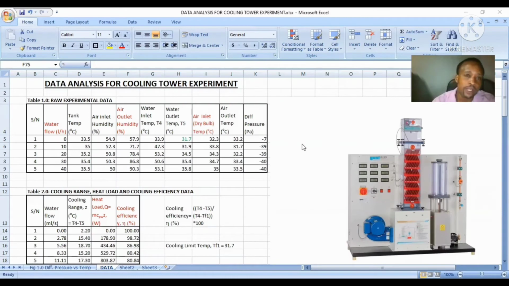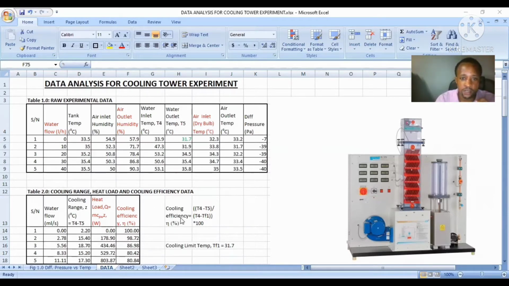Flow. Today we're going to be looking at data analysis for cooling tower experiment. The objective is to analyze the correlation between the humidity of air inlet dry bulb temperature, water flow, heat load, cooling efficiency, among other data. We have our raw data in table 1. And in table 2, we have the calculated data for cooling range, heat load, and cooling efficiency.